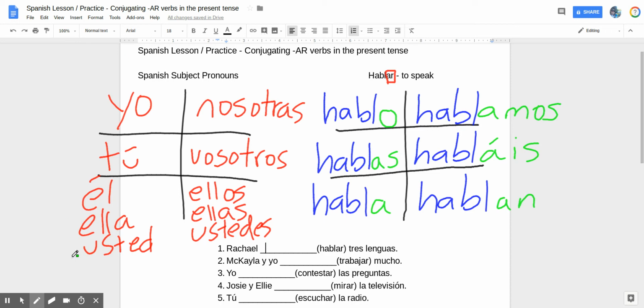What I want to do before I do that is give you a little tip, and that is to memorize just these ending sounds. So o, as, a, amos, and if you have to know it, áis, and an. And just memorize that by saying it in your head a lot. O, as, a, amos, an. And when the time comes for your test or quiz or whatever, and the teacher says, okay, go ahead and start, you can just write the chart down and fill it in with the o, as, etc.